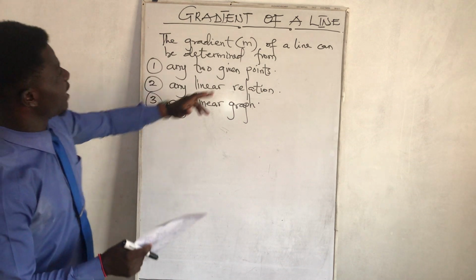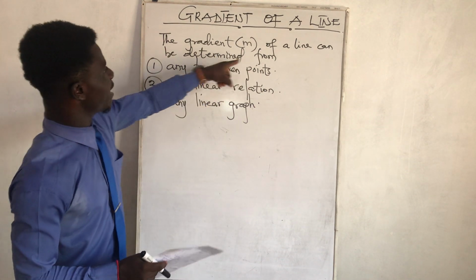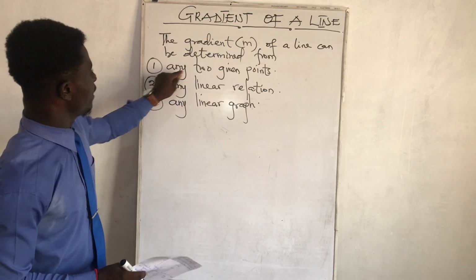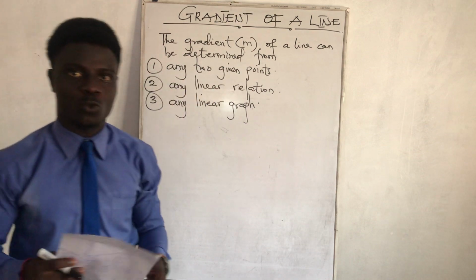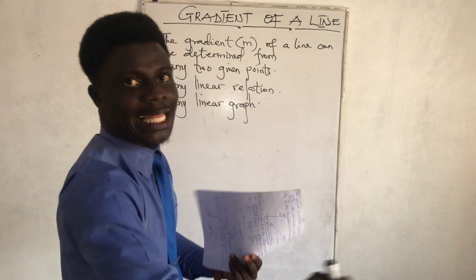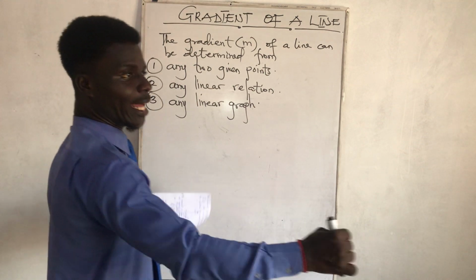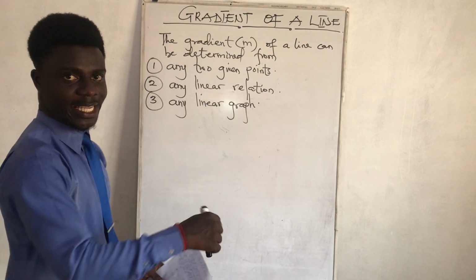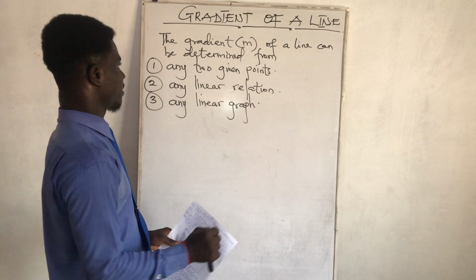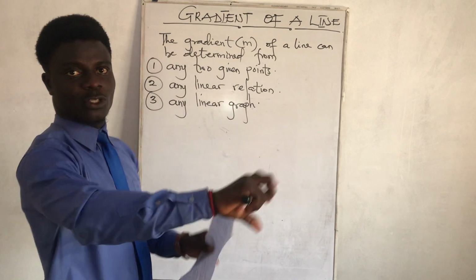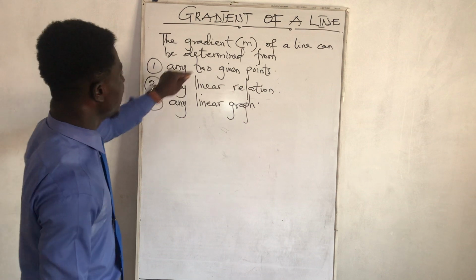So the gradient m of a line can be determined from, 1, any two given points. If they give you any two points on that line, you can determine the gradient, the steepness, the slope of that line. Then 2, any linear relation.